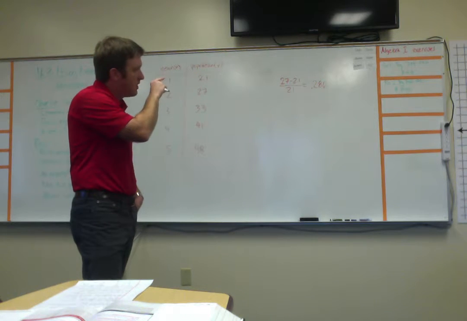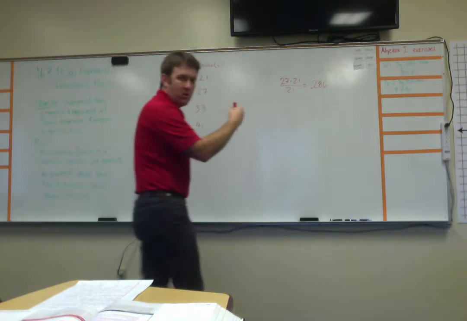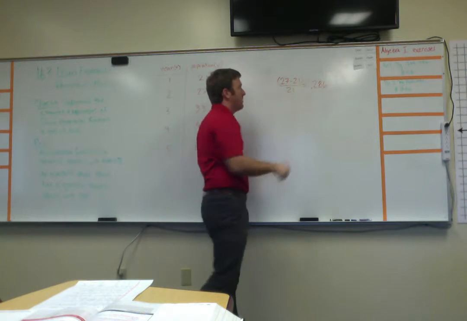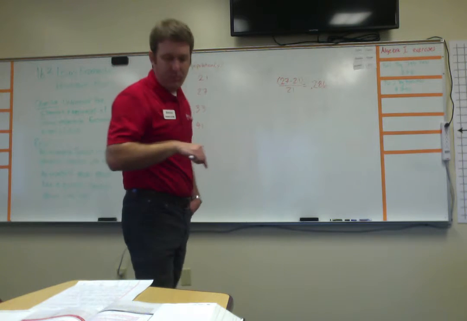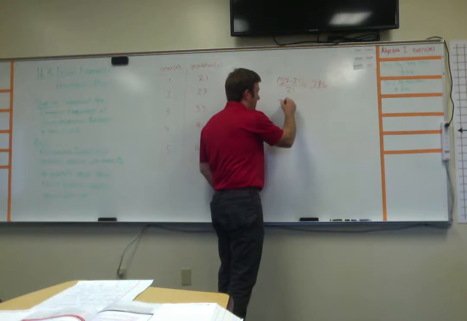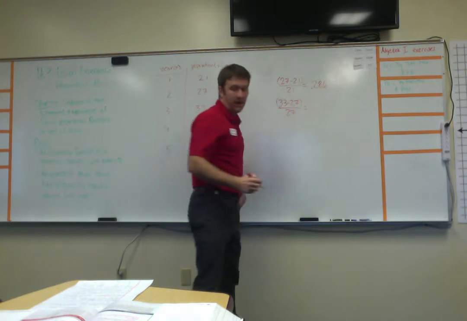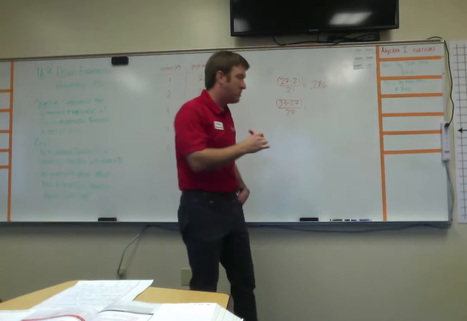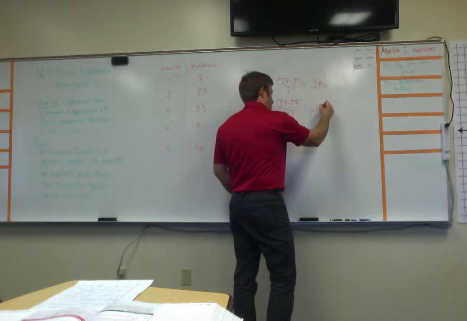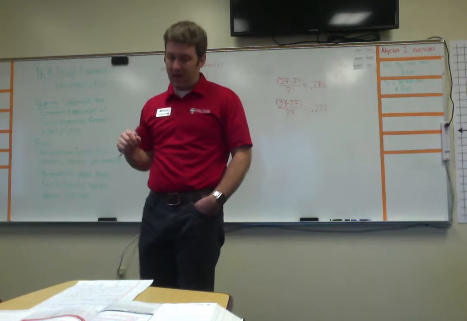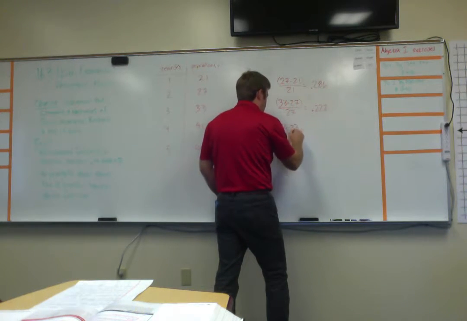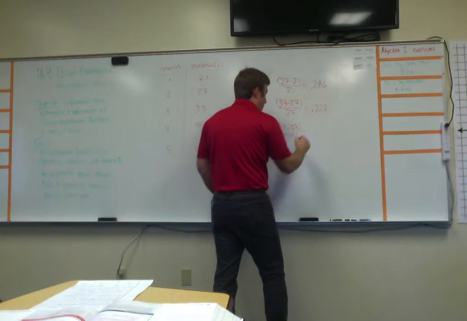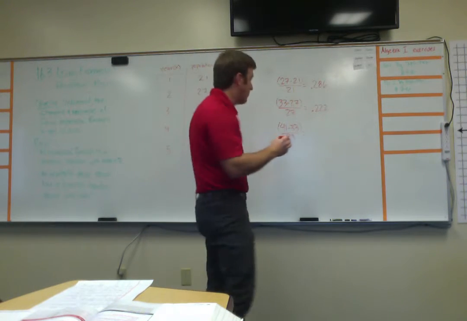And make sure that you are performing the subtraction before the division. Or if you're putting it in your calculator, you can put the top in parentheses and then divide by the bottom. Okay. The next data point would be 33 minus 27 divided by 27, and that is approximately 0.222. Okay. Then finally we have 41 minus 33 over 33. Okay. That is approximately 0.242.